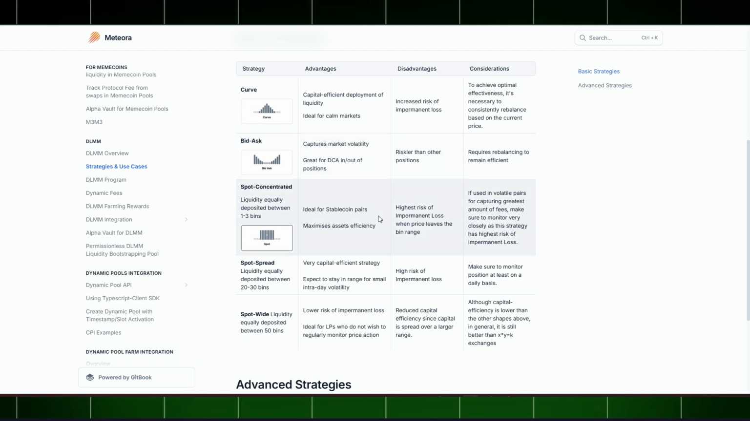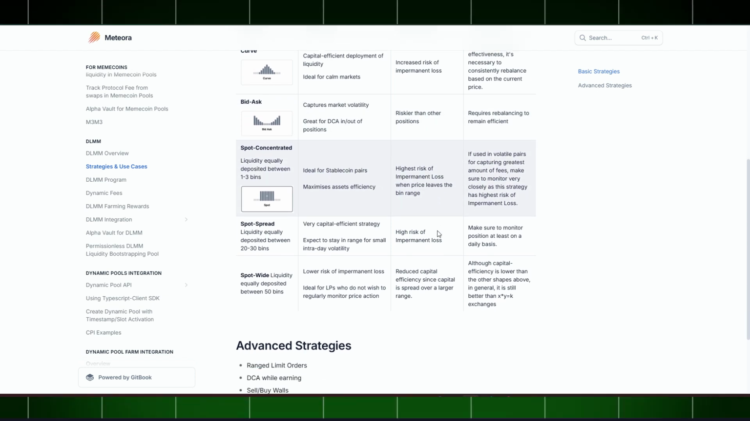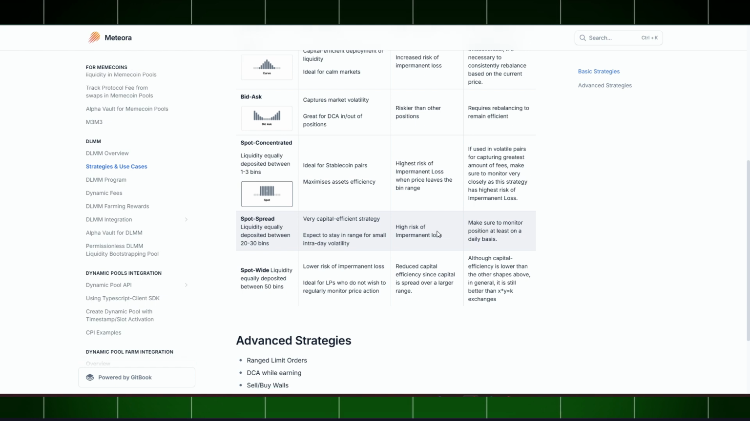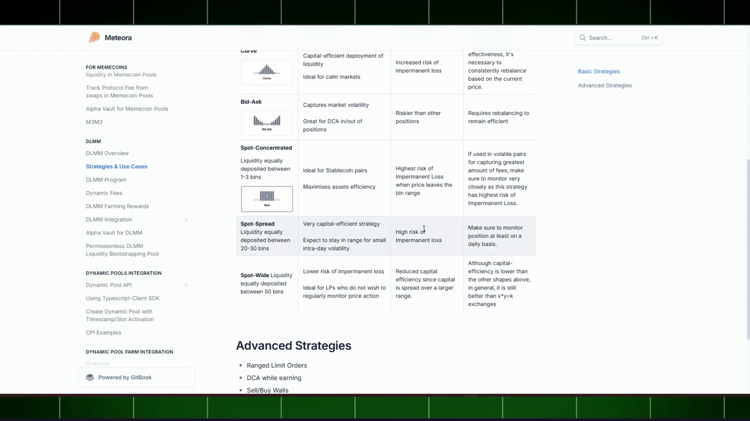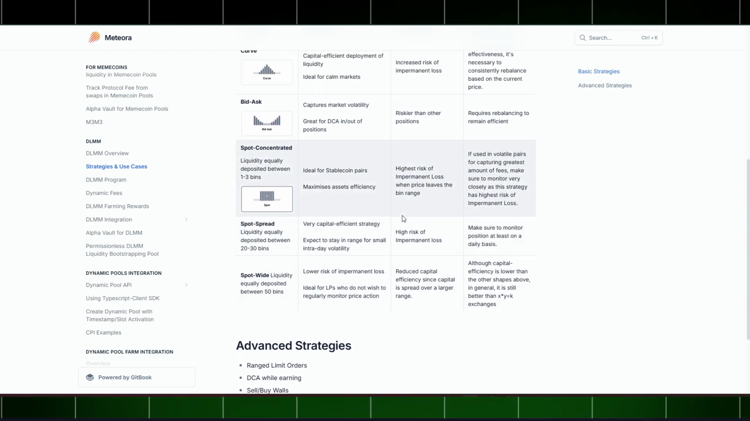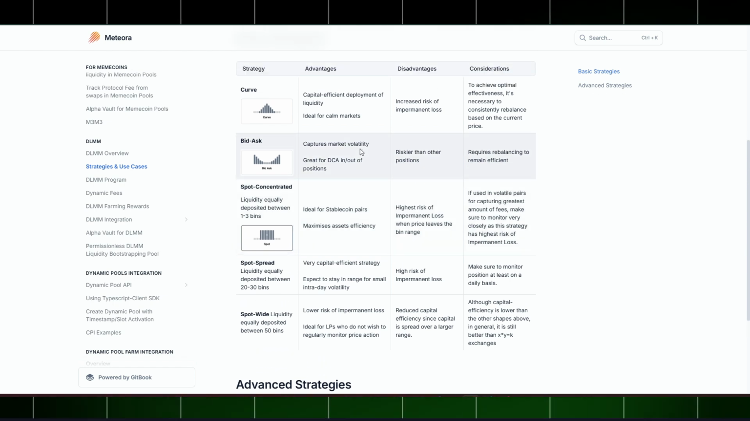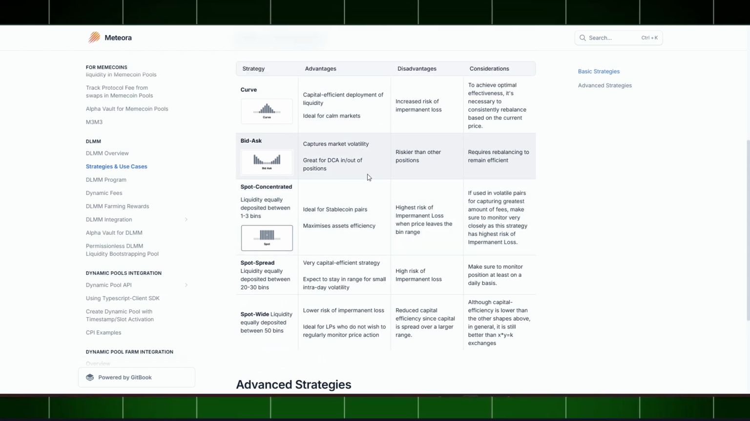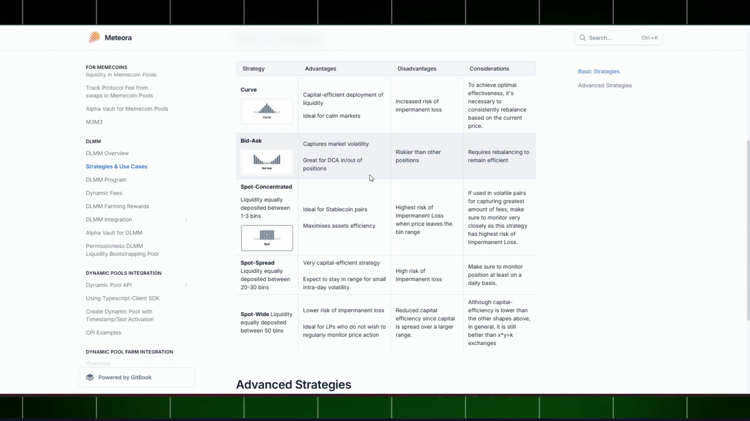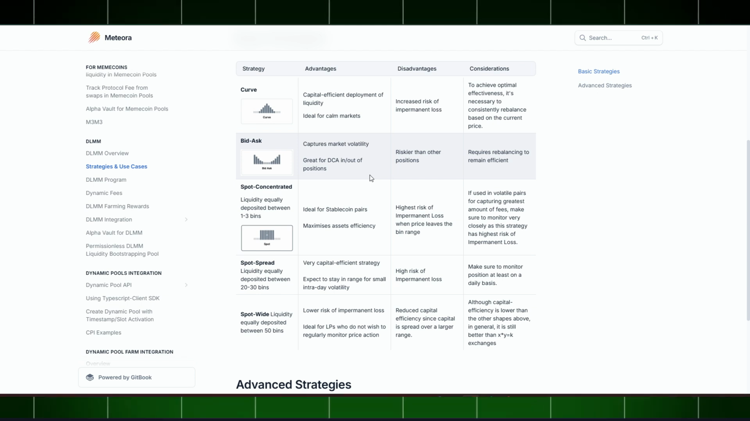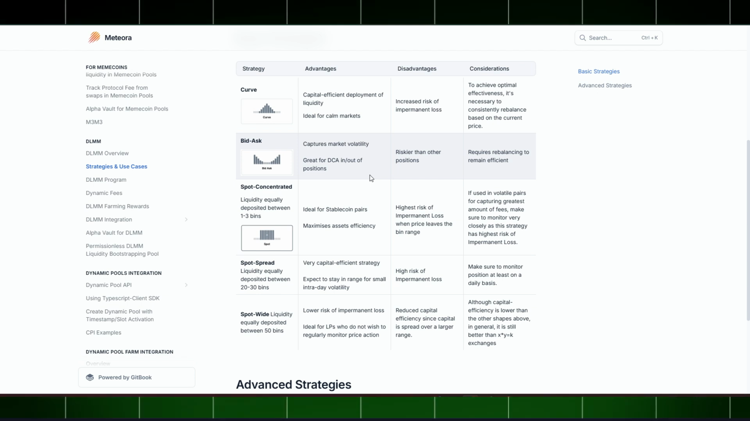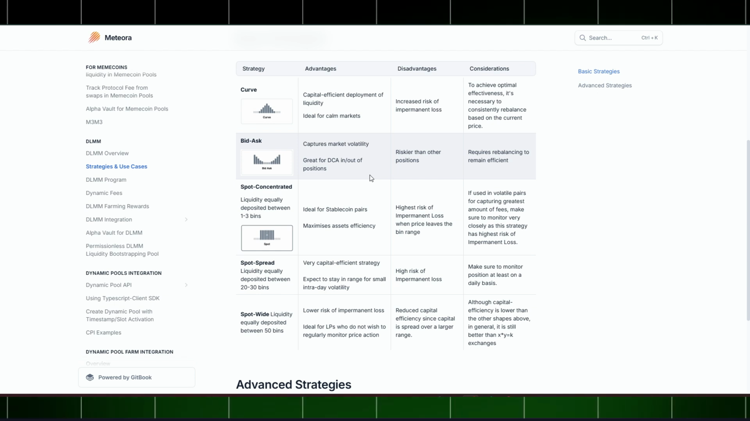So here's the breakdown of some basic strategies. Curve: capital efficient, best for calm markets, but carries increased risk of impermanent loss and requires frequent rebalancing. Bid-Ask: it captures volatility, great for DCA, but riskier and requires rebalancing. Spot: concentrated liquidity in 1 to 3 bins, ideal for stablecoins, maximizes efficiency but has the highest risk of impermanent loss if the price moves out of the range.